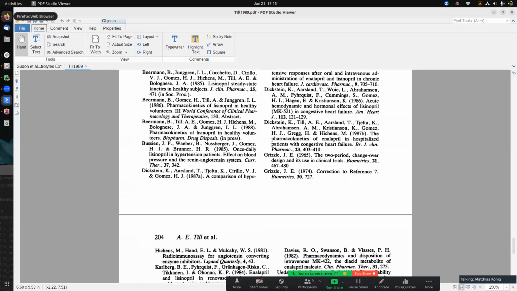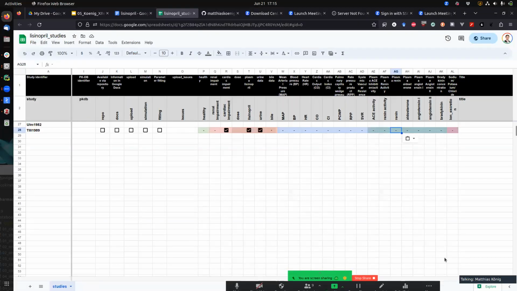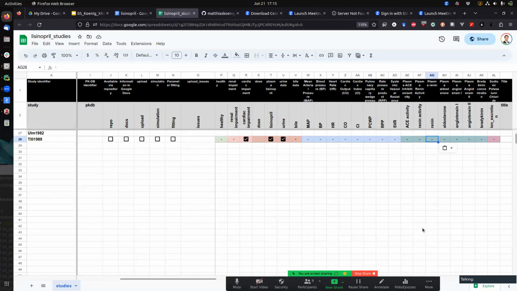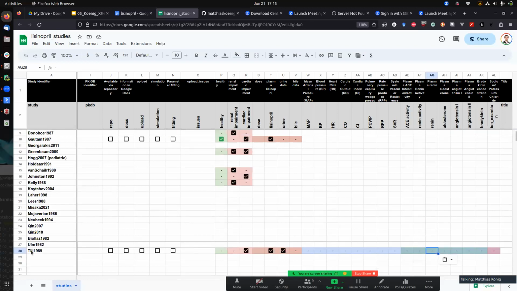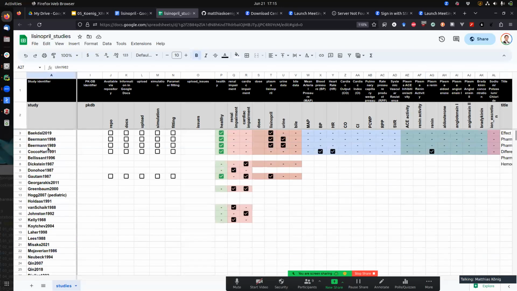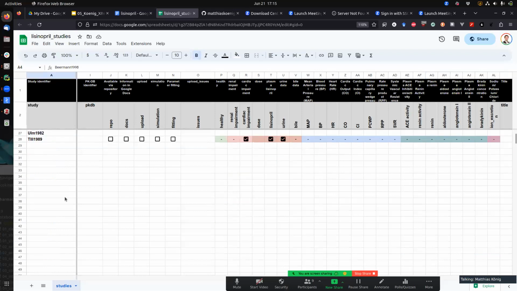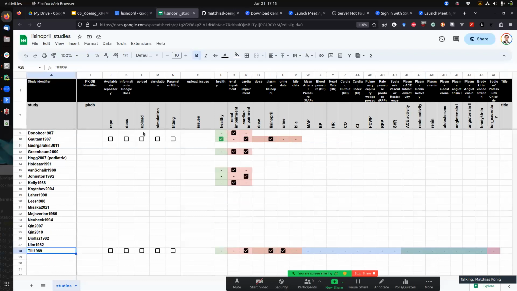This is what then appears in this document, and you can see the Ulm and the Behrman studies also appear on the list here. One of us would then work on the study and try to get this pharmacokinetic information and the time courses out, because with this we would then fit the computational model.